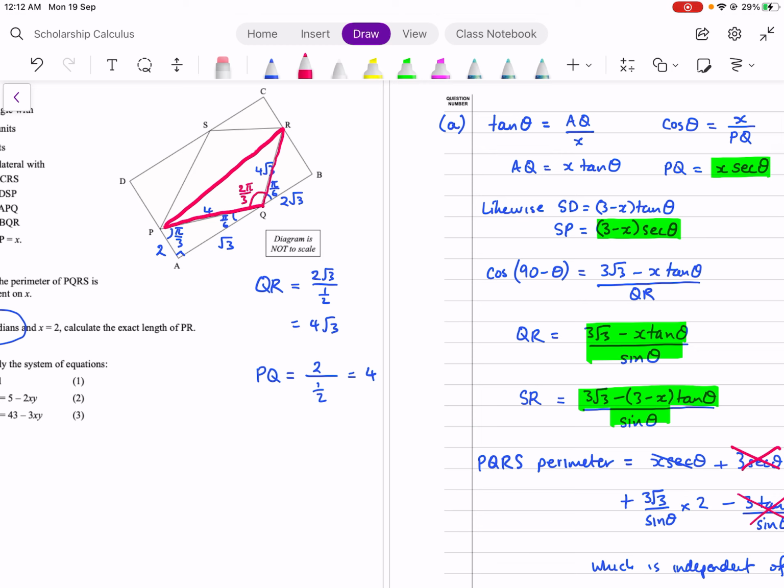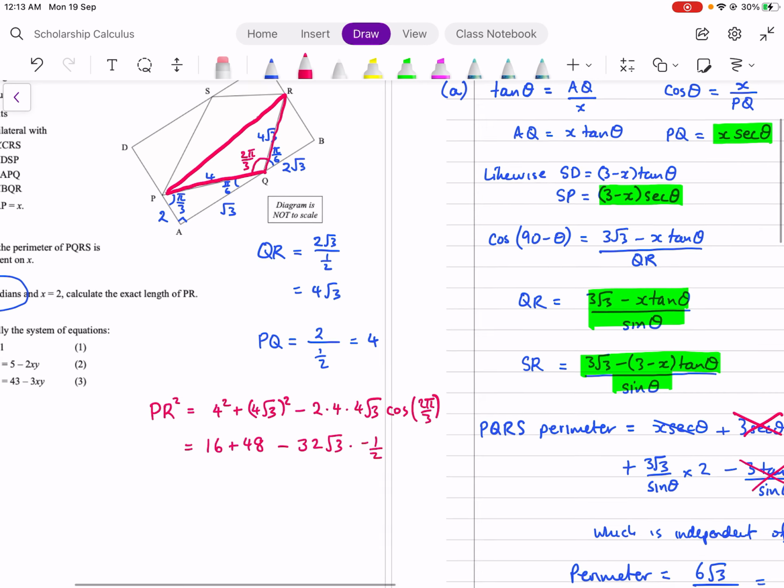So PR, using the cosine rule, PR squared is equal to 4 squared plus 4 root 3 all squared minus 2 times 4 root 3 cos of 2 pi over 3. Okay, and cos of 2 pi over 3, God, there's lots of special angles in this problem, equals negative 1 half. So we've got 16 plus 48 minus 32 root 3 times negative 1 half. I've got 64 plus 16 root 3. So PR is the square root of that.